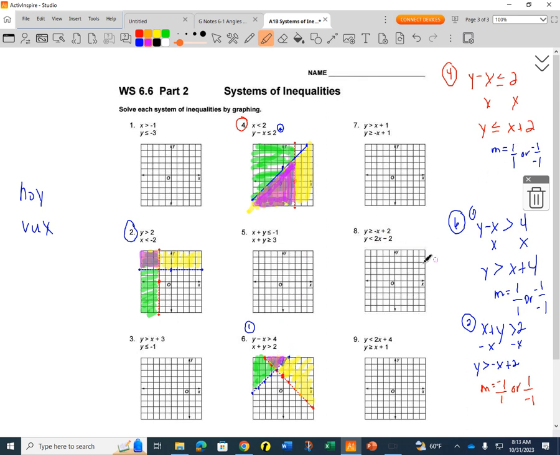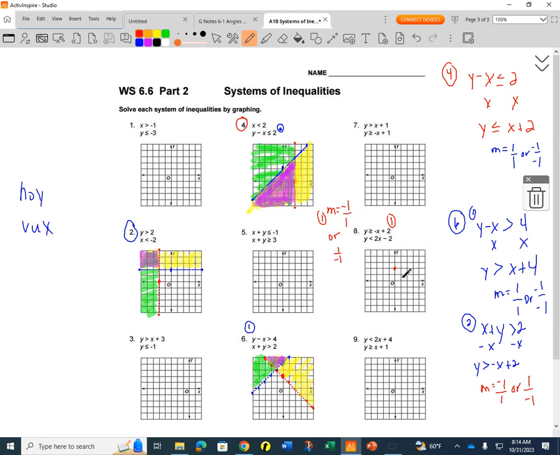Alright, and last but not least, we're going to do number 8. As luck would have it, both of those inequalities are solved for y already. So we're going to go ahead and graph the first inequality. So y-intercept of positive 2. So for number 1 on 8, the slope is negative 1. We put that over 1, or positive 1 over negative 1, depending on what we need. So we're going to use this version first.